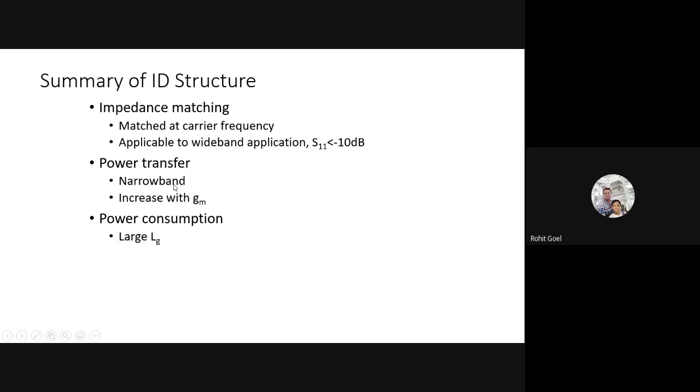That is fine. Narrow band power transfer is applicable for wideband applications, meaning higher frequency applications. Higher frequency, but the band is narrow band.